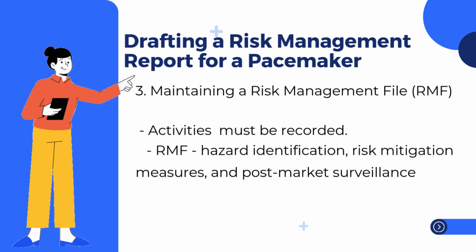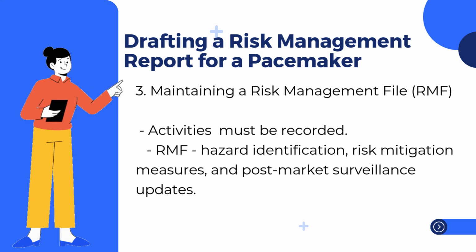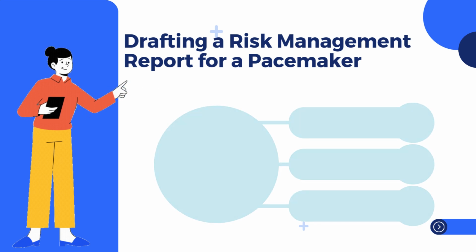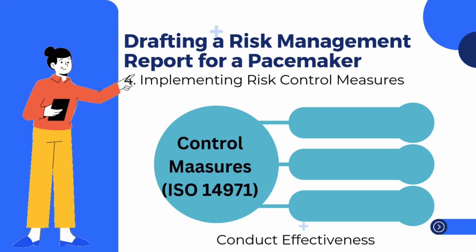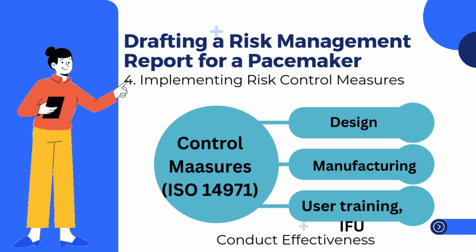3. Maintaining a risk management file, RMF. All risk-related activities, assessments, and control measures must be systematically recorded. The RMF must include hazard identification, risk mitigation measures, and post-market surveillance updates. 4. Implementing risk control measures. Design modifications, protective mechanisms, user training, and labeling must be incorporated as control measures. Verification of control effectiveness must be conducted to ensure risk reduction.